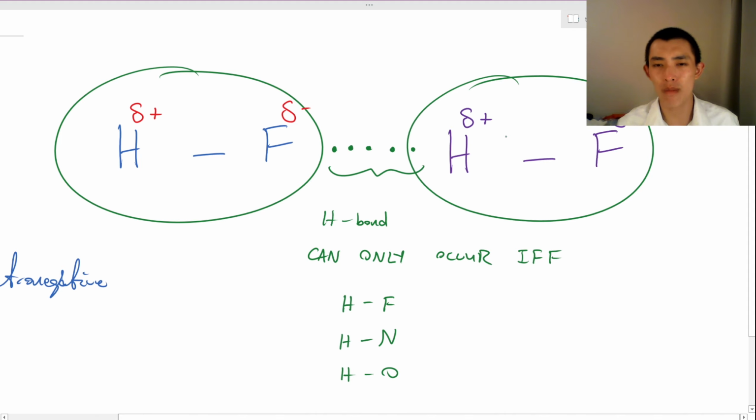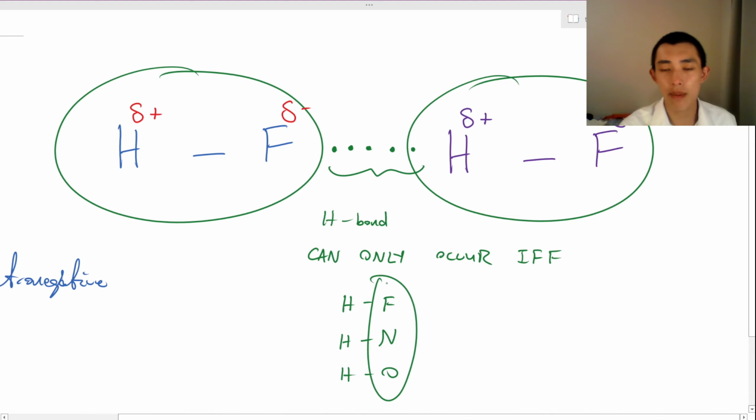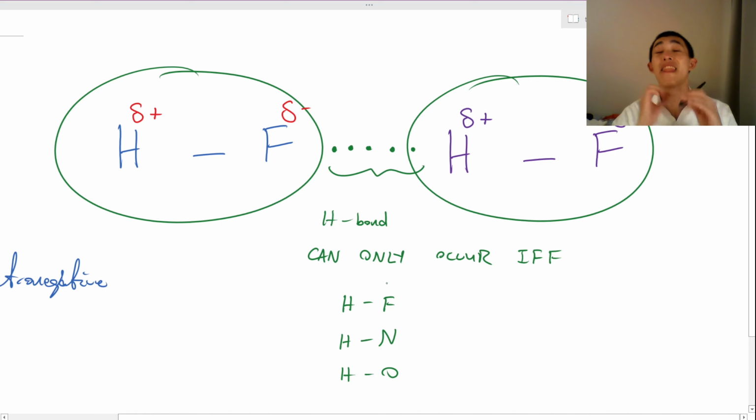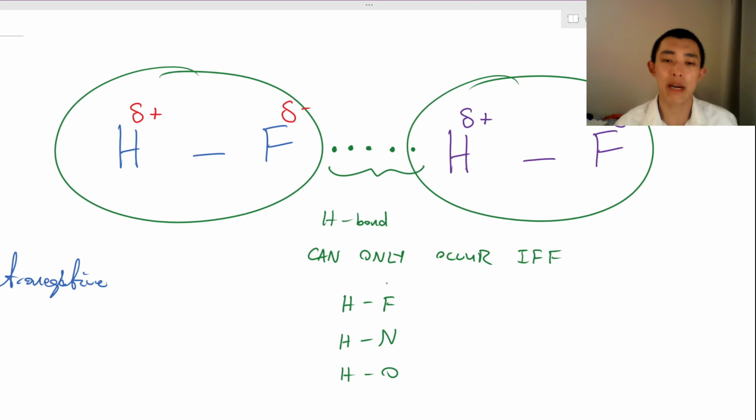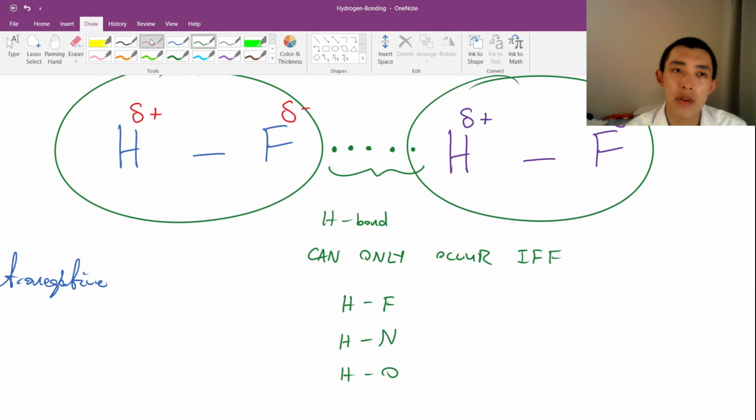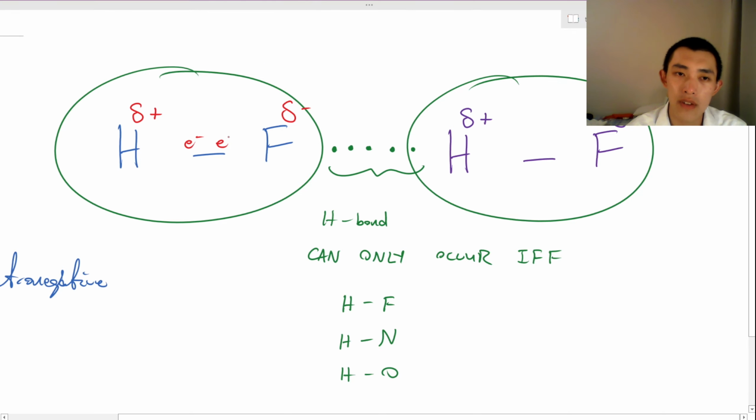You might say, well, why does it have to be with HF, HN, and HO? Well, it's because these three elements are the most electronegative elements that exist, period, on our periodic table. These are the three most electronegative elements. So why does that make it special? Well, remember that electronegativity is how hard you pull. So if fluorine is so electronegative, right?